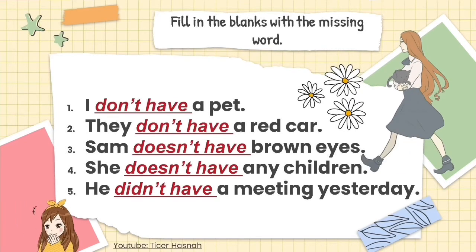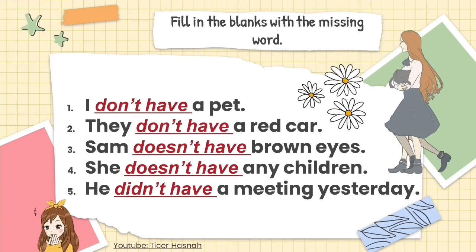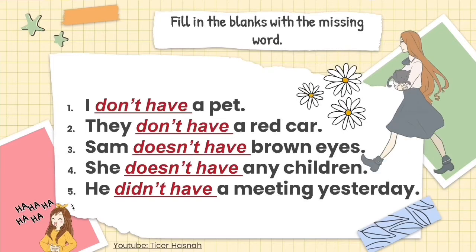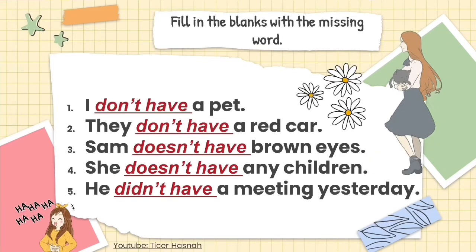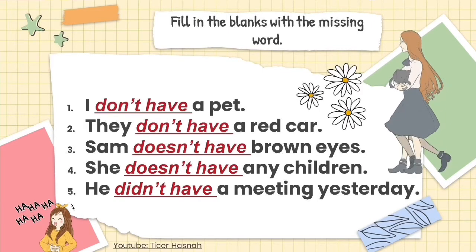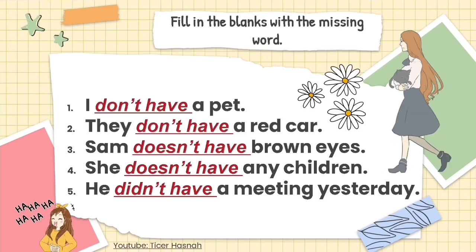Now let's check the answers. I don't have a pet. They don't have a red car. Sam doesn't have brown eyes. She doesn't have any children. He didn't have a meeting yesterday.